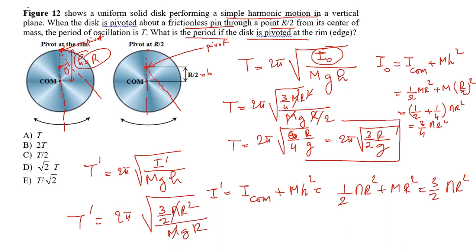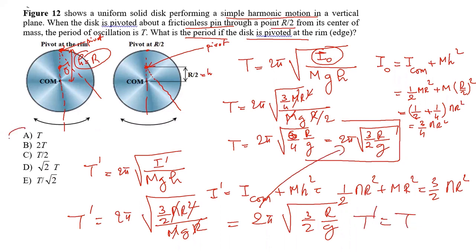Now T prime will be just 2 pi square root of 3/2 of m r squared divided by m g r. m will simplify, r will simplify, and then I will have 2 pi square root of 3 divided by 2 r divided by g. And you see that it's the same. So T prime is equal to T. So the first answer is the correct answer. Even if I shift the axis of rotation, the period of oscillation will be the same because of this geometry.